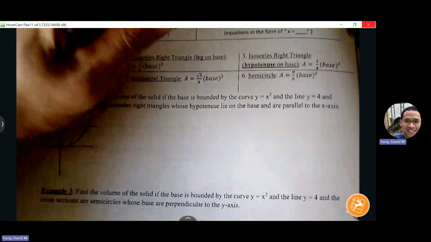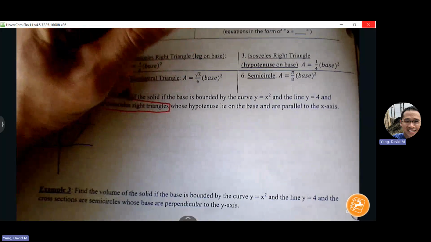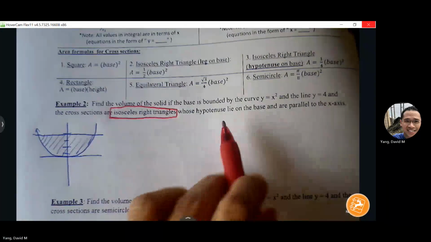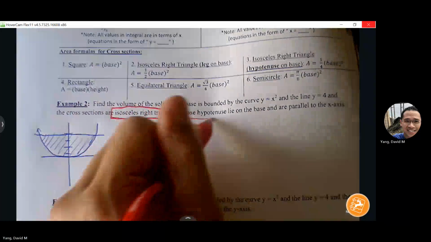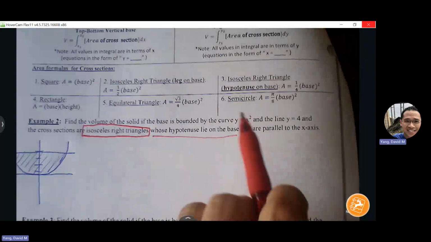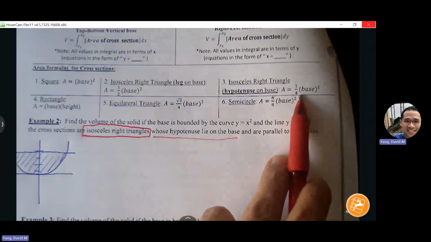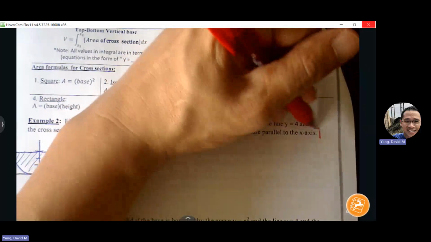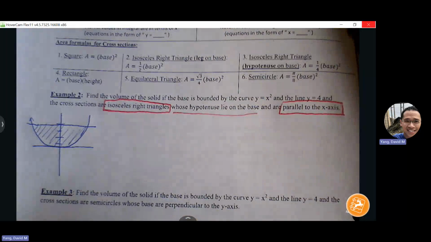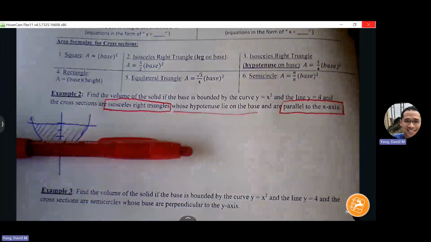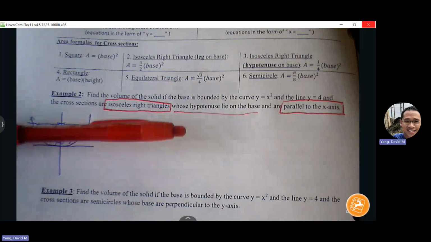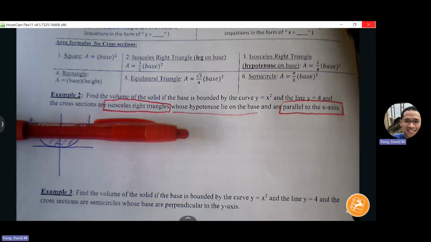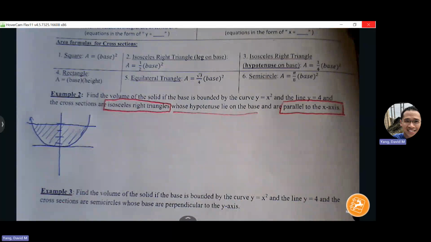Cross sections are isosceles right triangles. That just tells us what formula we're going to be targeting once we get to the base. Hypotenuse lies on the base. So here we have it: isosceles right triangle with hypotenuse on the base. The formula is 1/4 base squared. Parallel to the x-axis. Let's pay attention to that. Which direction is that, horizontal or vertical? The x-axis is sideways. I want to be parallel to the x-axis, so it's going to remain sideways, which means I've got to do right minus left. So I have to spend time rewriting my equation.